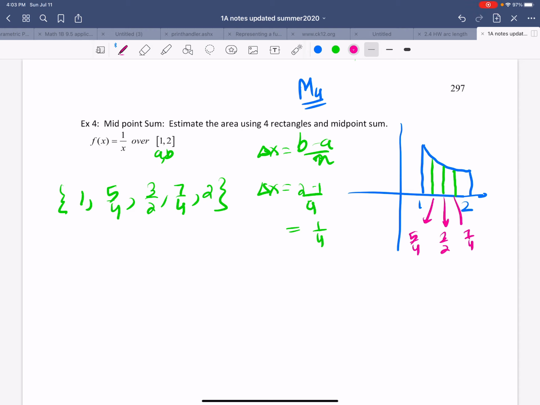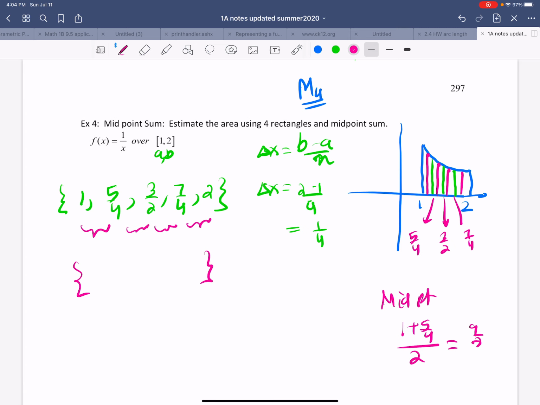Okay, so when we estimate the area using midpoint, we will be using the height at the midpoint of the rectangles. I'm going to be using these pink heights which are on the midpoint. So I need to find the midpoint of each of these intervals. What is the midpoint of each of these? The midpoint of 1 and 5/4: to find the midpoint, we do 1 plus 5/4 divided by 2, which is 9/8. That's the first midpoint.